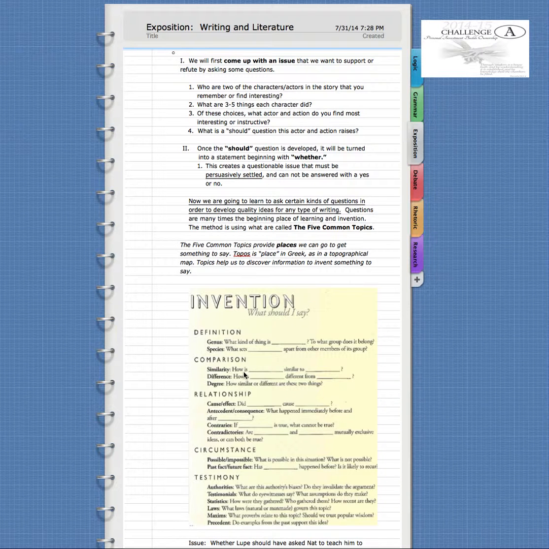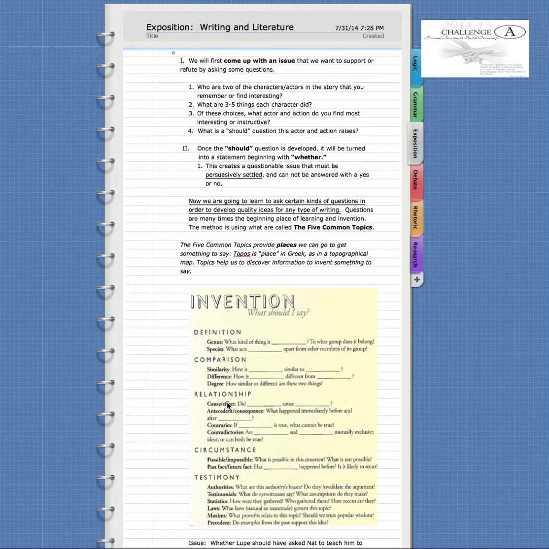You can be comparing terms. Is navigation similar to astronomy? You can be contrasting them, and so forth. So we have comparisons, we have relationships, which has to do with cause and effect, and what's happening at a given time and place. Then circumstance and testimony. I'm going to go down a little further, maybe I'll find some better explanations of these last 3.